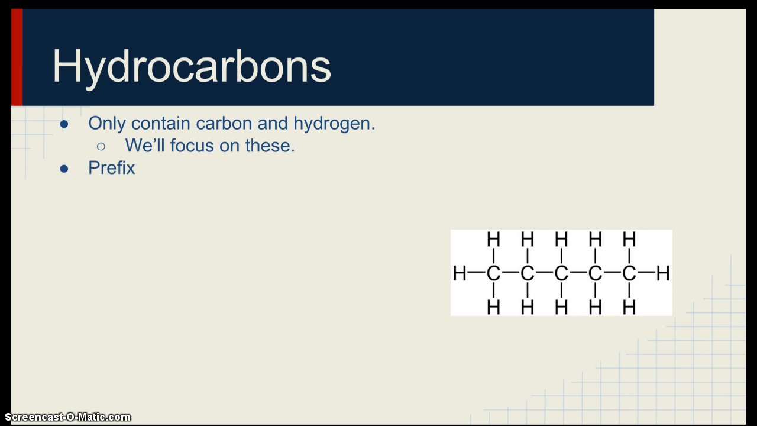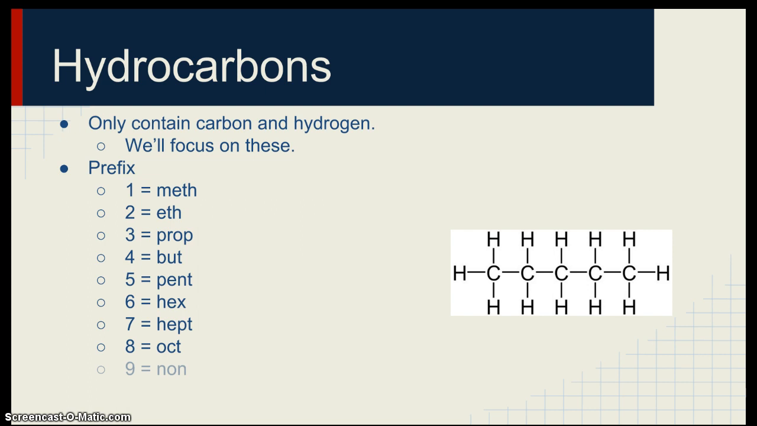So, first of all, the important thing in naming hydrocarbons is the prefix. These are slightly different than the prefixes that we saw earlier for naming covalent compounds. One is meth. Yeah, enjoy your laugh while you can. Two is eth, three is prop, four is but, five is pent, hex, hept, oct, non, and dec.